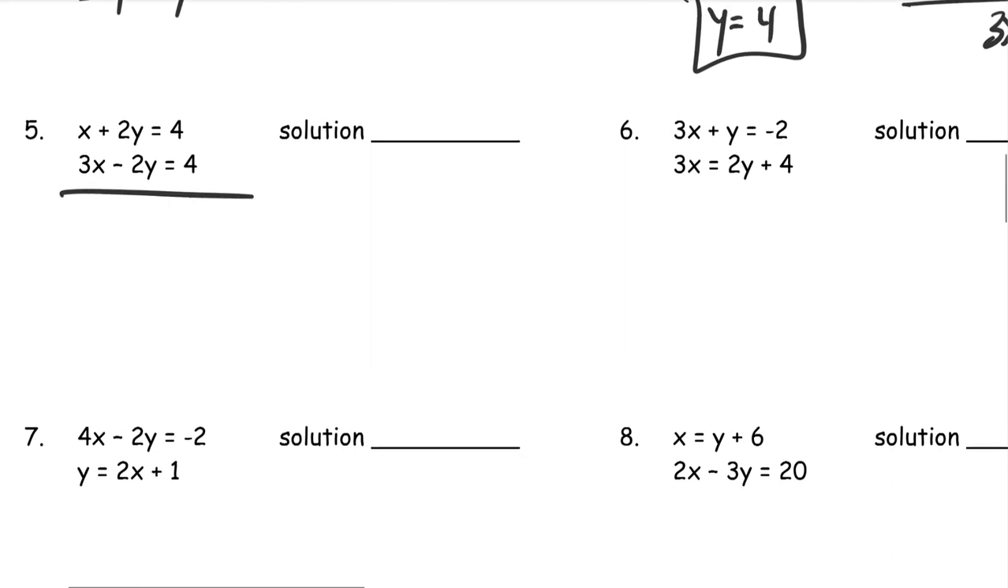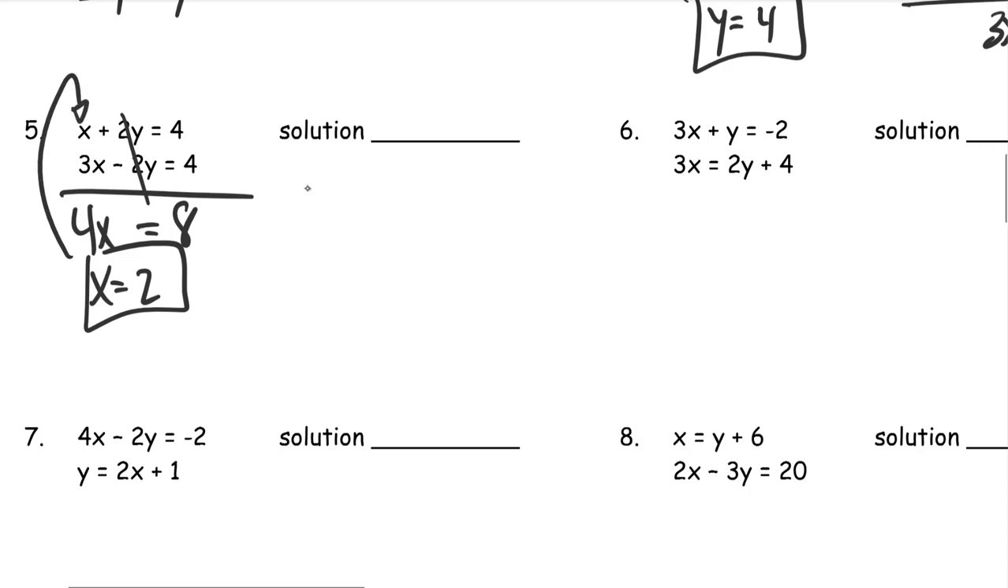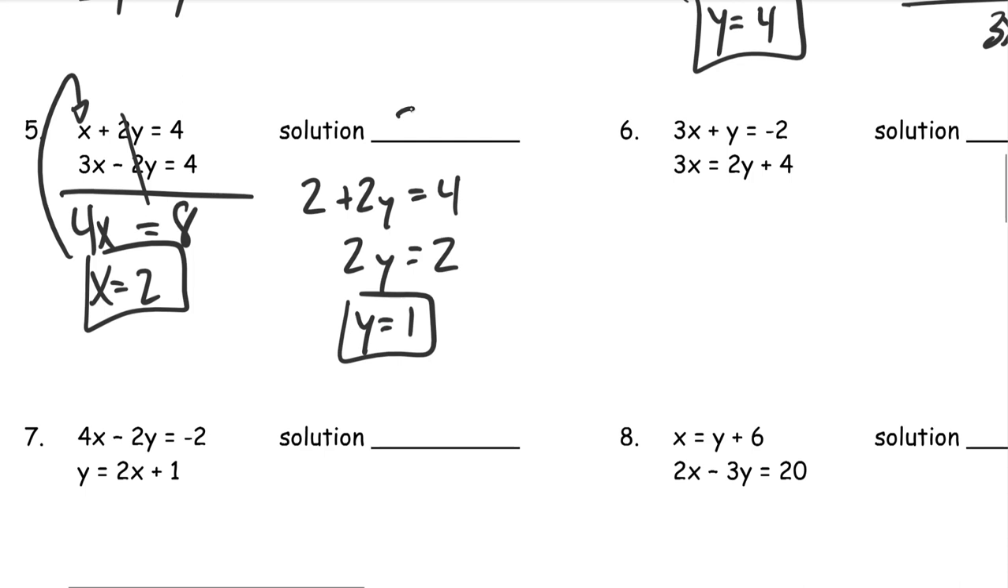Number 5. We already have opposites. So we're going to get 4x, and our y's are going to cancel. 4x equals 8, so x equals 2. Substitute that in. 2 plus 2y equals 4. So 2y equals 2, so y equals 1. So our solution is 2, 1.